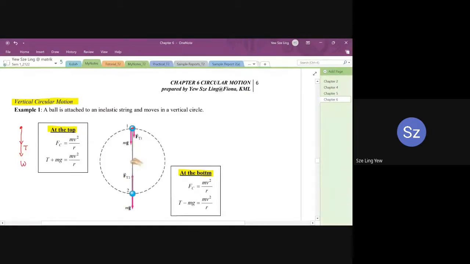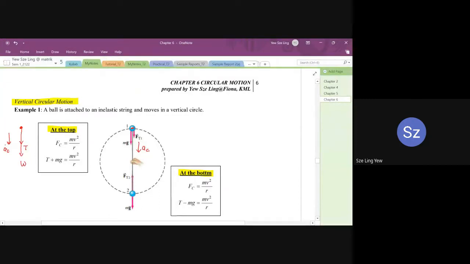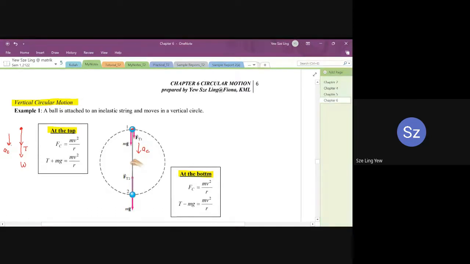So when the object is at the top, what is the direction of AC? Remember, AC is always pointing towards the center. So when the object is at the top, AC is going down. Now, why is it important to determine the direction of AC? Because the direction of AC tells you the direction of the positive vector. So in this case, downward is positive, upward is negative.